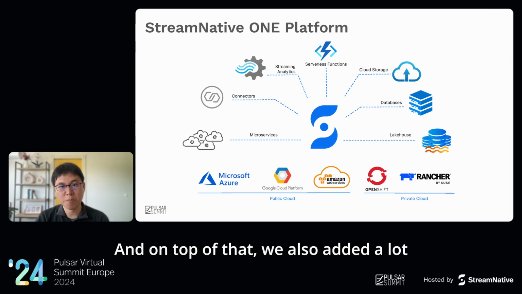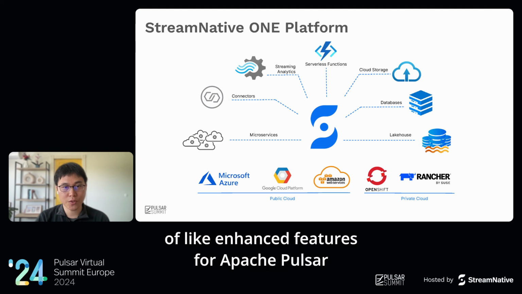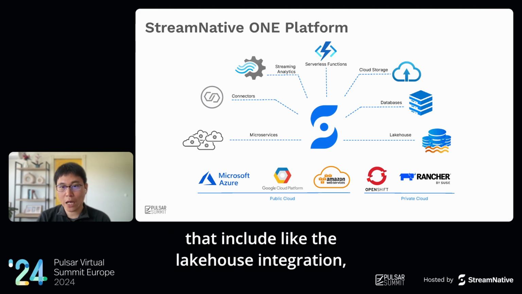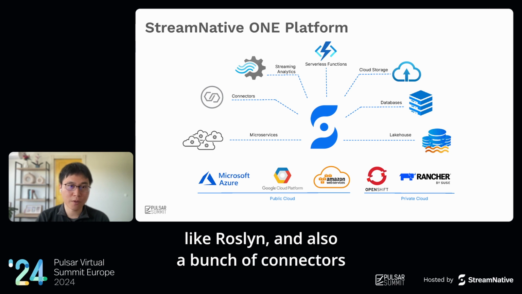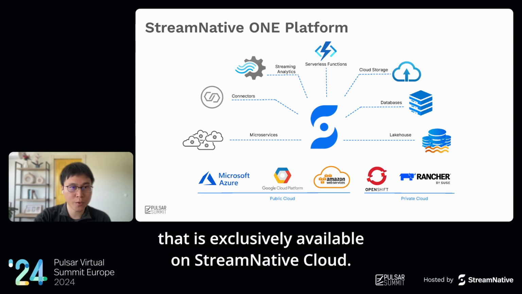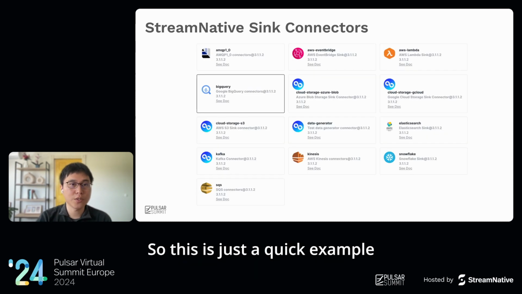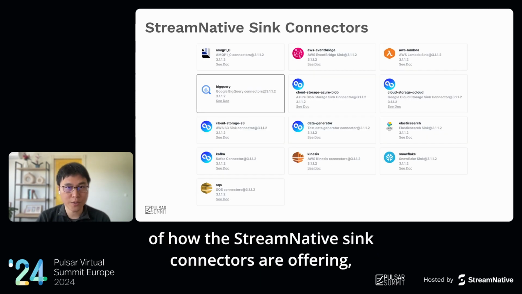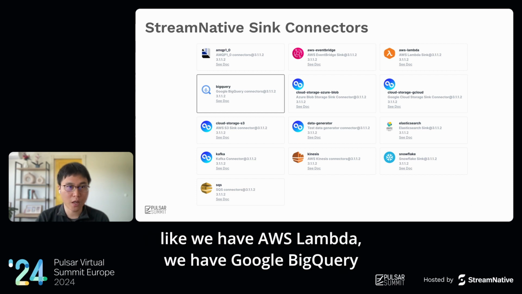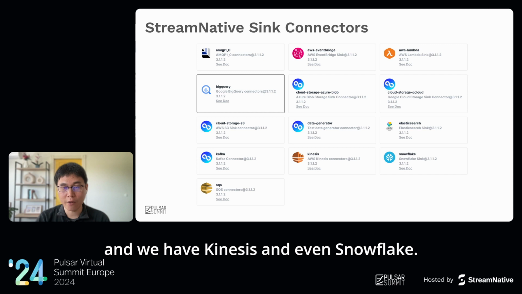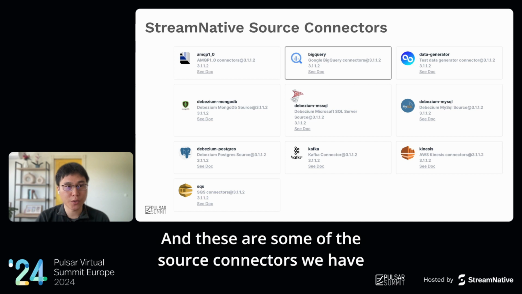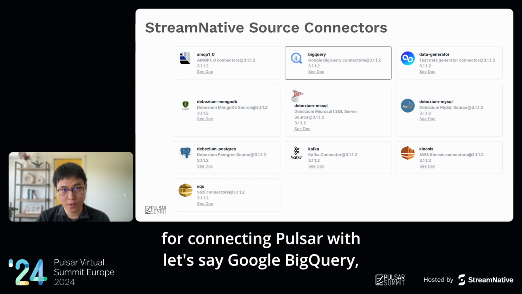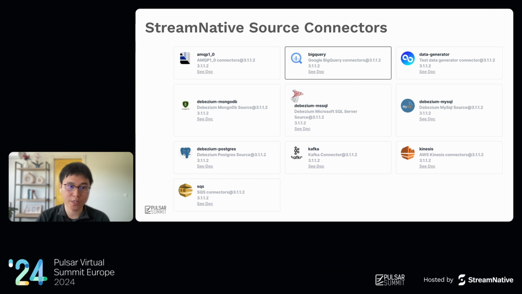On top of that, we also added a lot of enhanced features for Apache Pulsar that include the lakehouse integration, the serverless functions with different language support like Rust, and also a bunch of connectors that are exclusively available on StreamNative Cloud. This is just a quick example of the StreamNative sink connectors we offer: we have AWS Lambda, Google BigQuery, Kinesis, and even Snowflake. And these are some of the source connectors we have for connecting Pulsar with, let's say, Google BigQuery, Debezium, Kinesis or SQS.